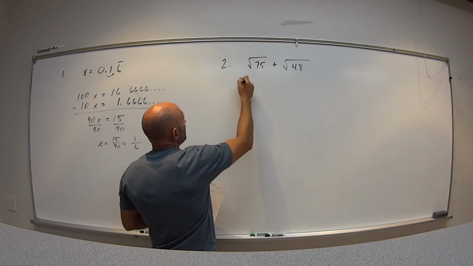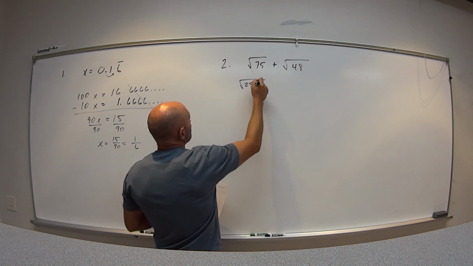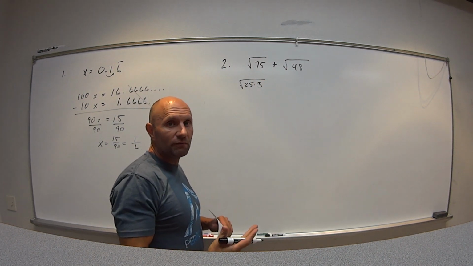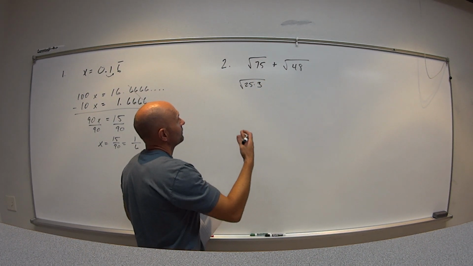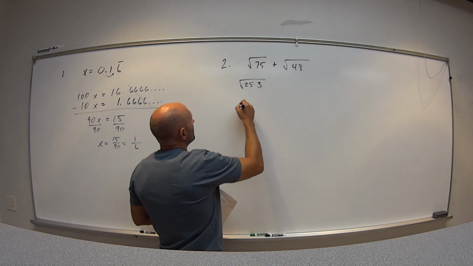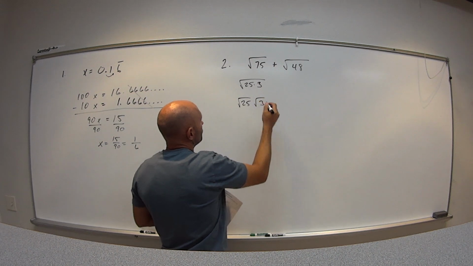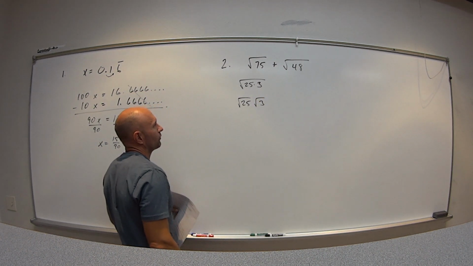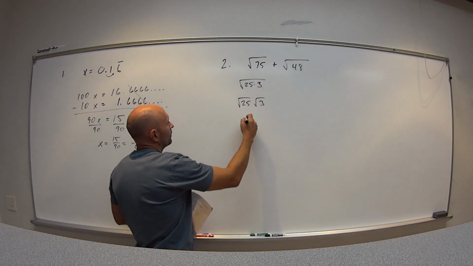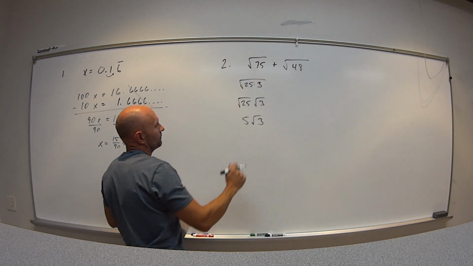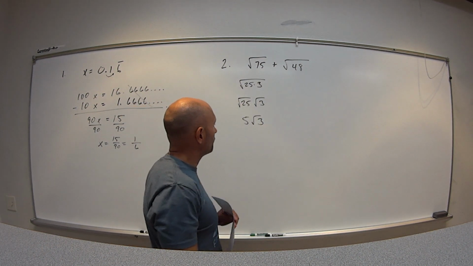Well, 75 we can write as what? We want to try to find a perfect square because we're taking a square root. 75 can be rewritten as 25 times 3. So then I can break this up using my rules of the radicals. This is like the square root of 25 times the square root of 3. The square root of 25 is 5. So the square root of 75 will simplify into 5 radical 3.